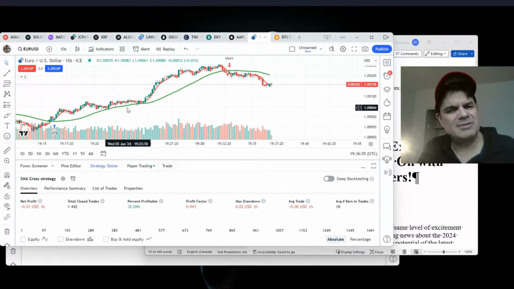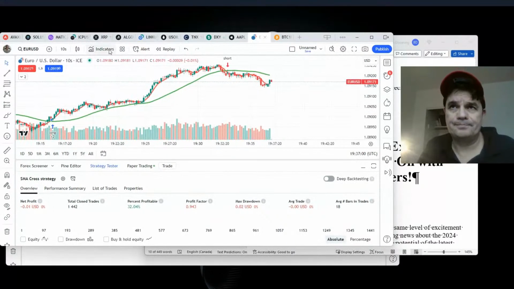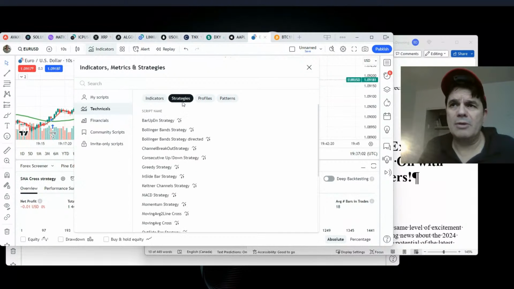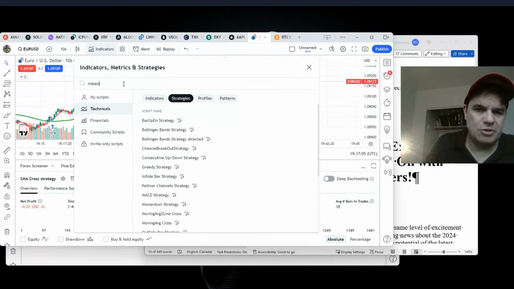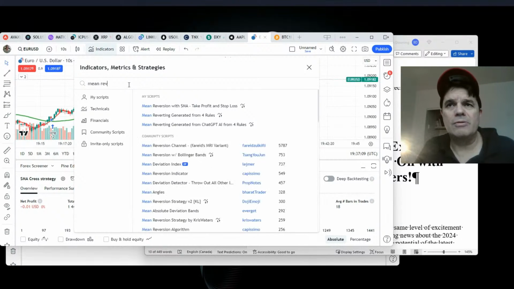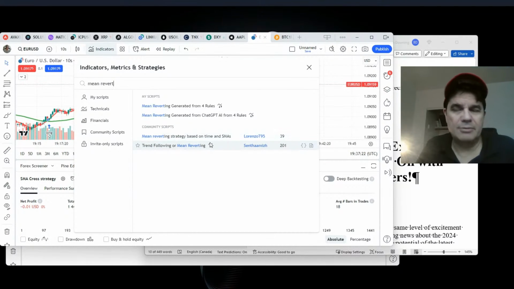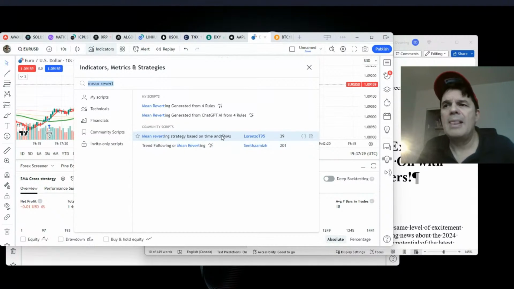Okay, so let's look for some mean reverting strategies here. Okay, so we're going to look at only strategies, but we're going to look for the new market regime of flat line and whatnot. So if we look at mean reversion strategy here, we got a few. We got a trend following or mean reverting. We could look at that, but I'm not going to do that right now. So I'm going to look at this one. Mean reverting strategy based on time and SMAs. SMA is very popular for analysis because it's so reliable.